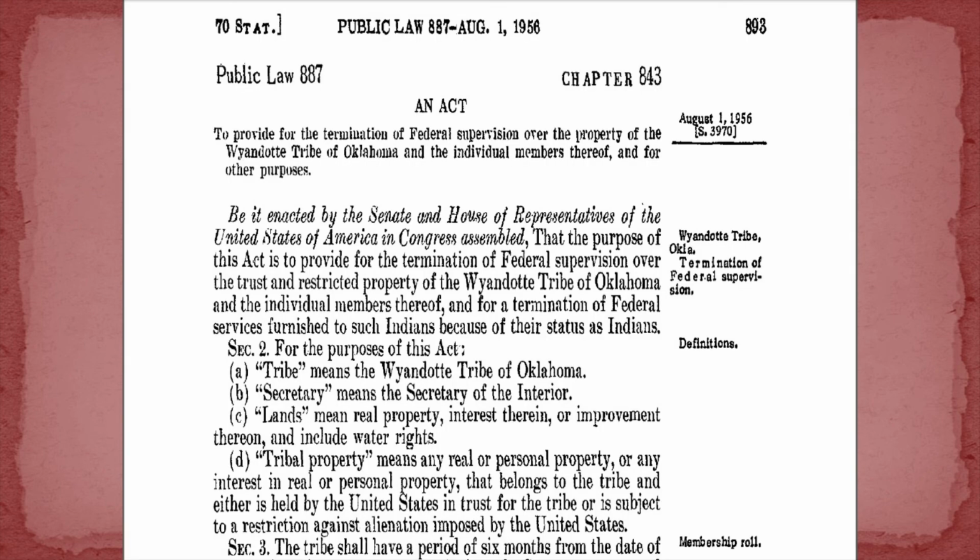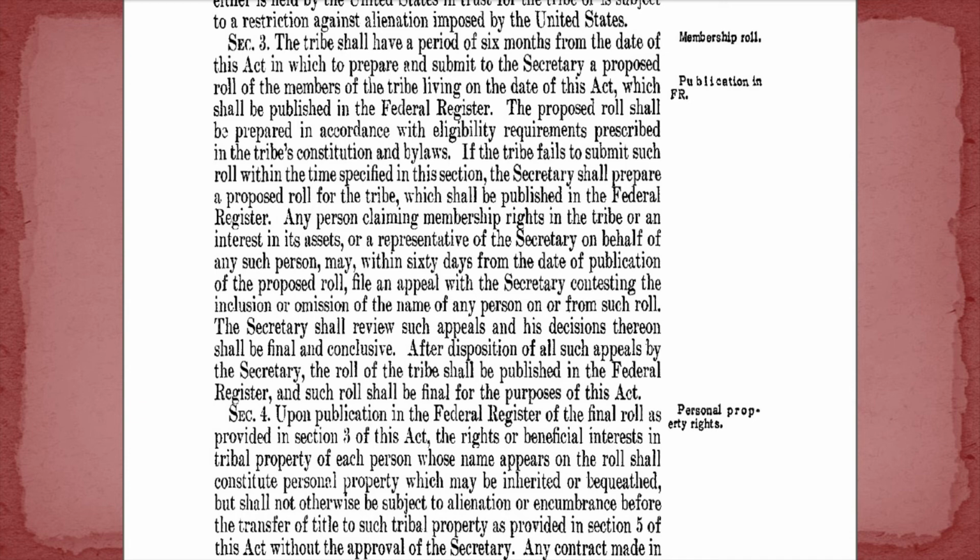And so we have a Termination Act, and if we look at the wording, it reads: to provide for the termination of federal supervision over the property of the Wyandot tribe of Oklahoma and the individual members thereof, and for other purposes. And now you really need to see who's on the membership roll, because we need to get rid of their monies now. Were they allotted land? You start needing to track all of these things.